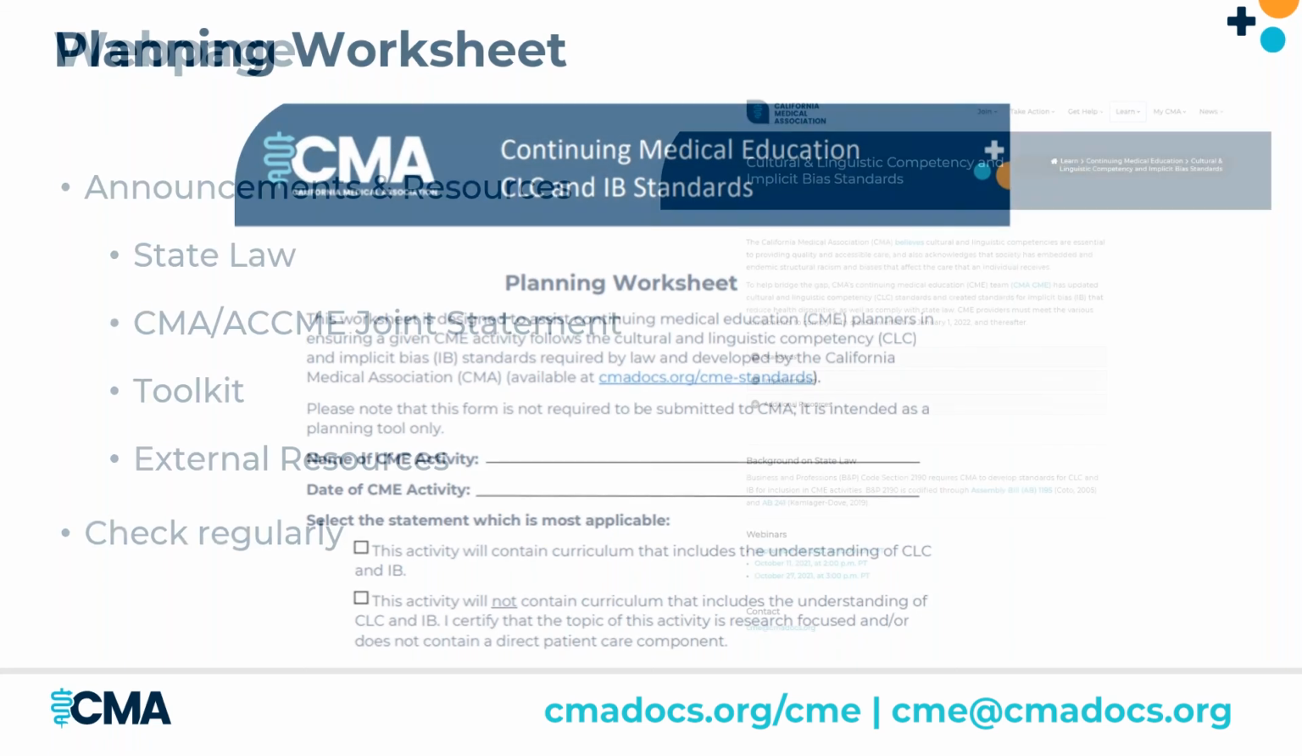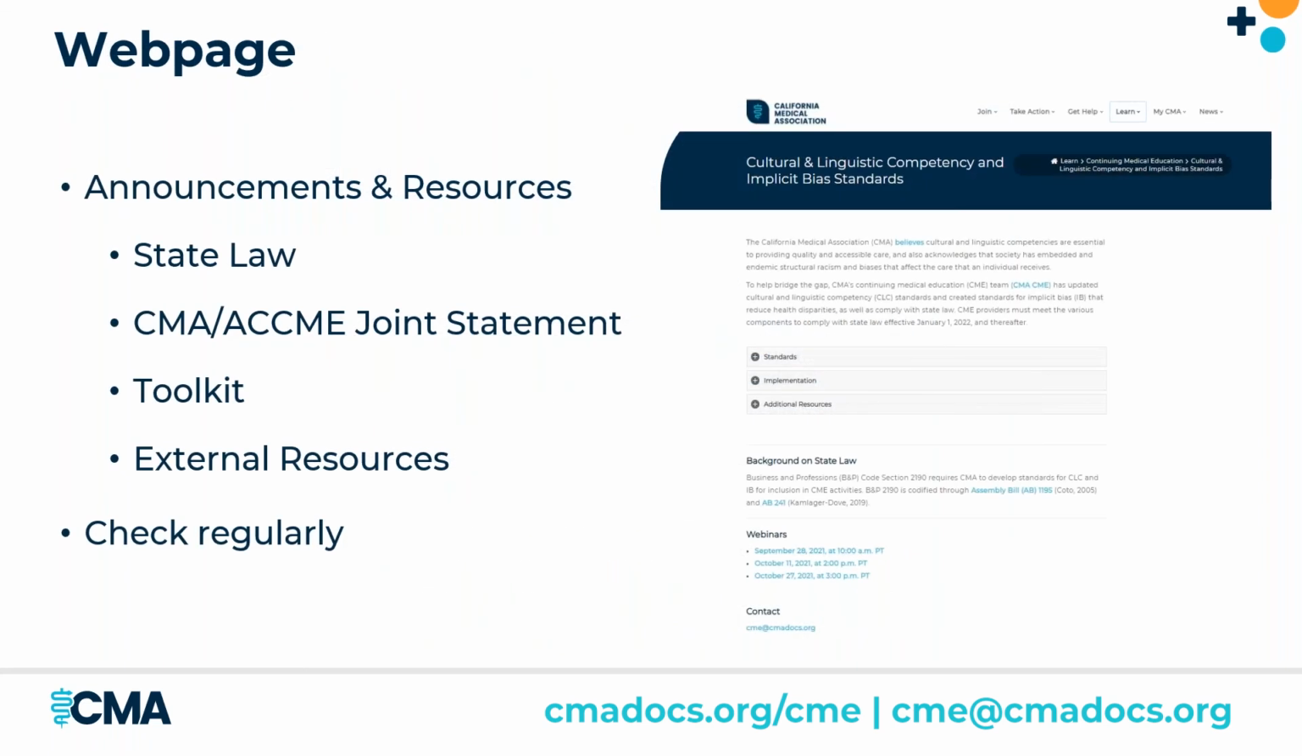Our CME Cultural Linguistic Competency and Implicit Bias website is a wealth of information and resources. You'll find information discussed today, including the standards and best practices, tools for implementation, additional resources, background on state law, and of course, contact information with CMA staff. We will be continually updating the website, so keep an eye out for changes.